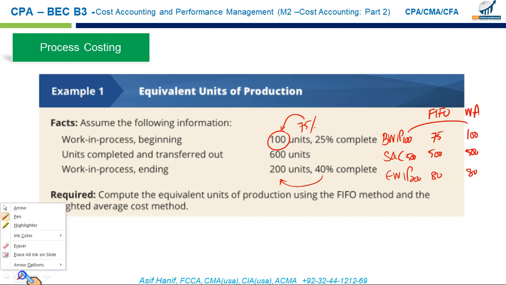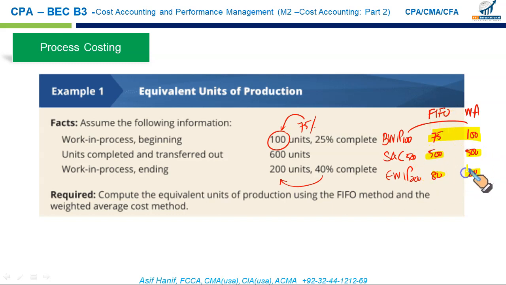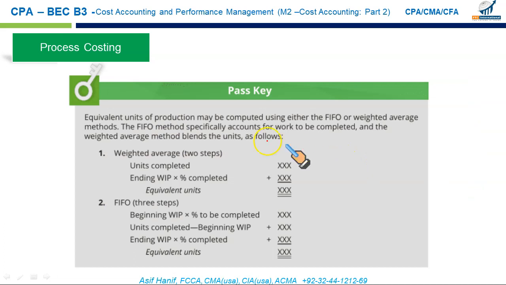Remember, the weighted average method and FIFO only differ with regard to the computation of beginning work in process. The rest of these would be the same. So the total EUPs under FIFO is going to be 655, and under weighted average is going to be 680. So this is a quick way to learn. EUPs may be computed using either the FIFO or weighted average method.